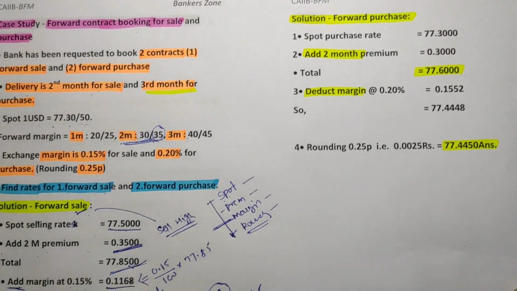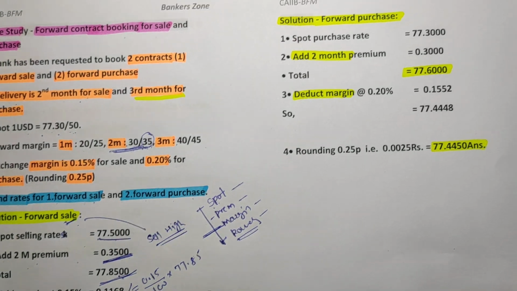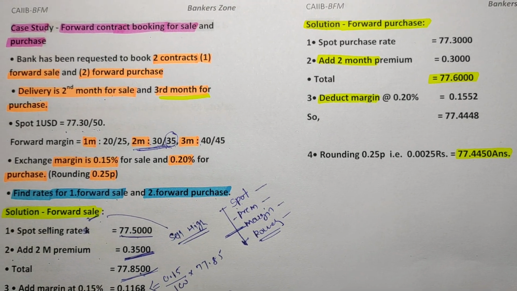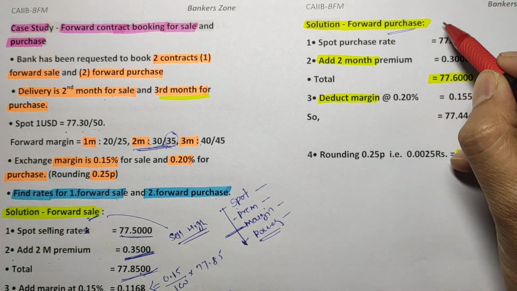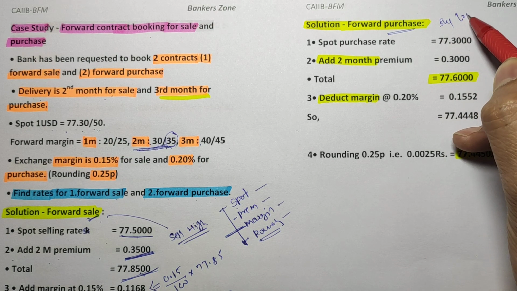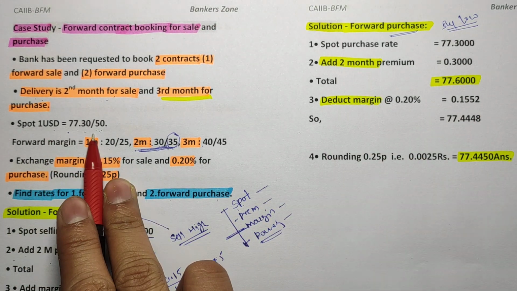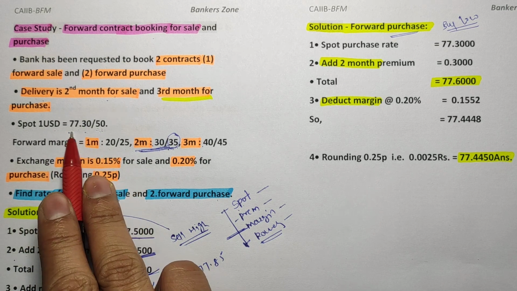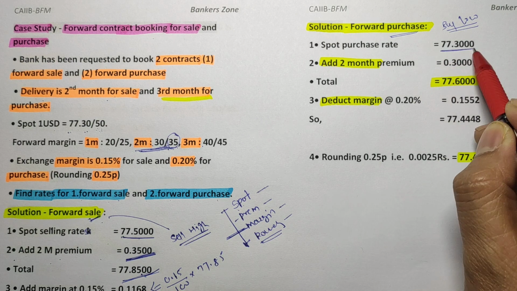Now in the second part they are asking to calculate for the forward purchase. So here the second case is of a purchase. In a purchase our principle is very simple: we have to buy low, that is, we have to purchase low. So what will be the rate? They have given two rates for the purchase. What is the lowest value? 77.30 will be our lowest value. So we will take the spot rate as 77.30.